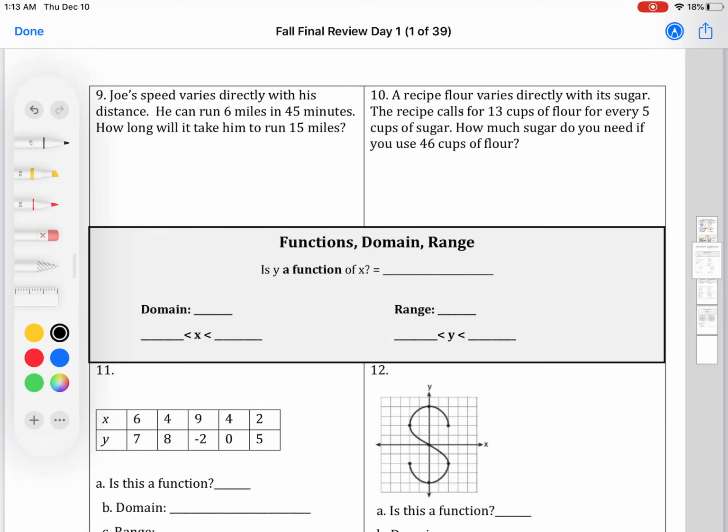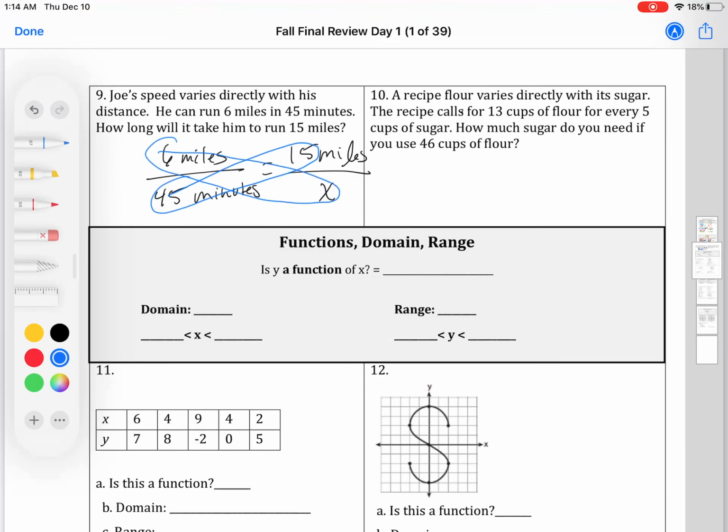Okay, let's move on to number 9. Number 9 says Joe's speed varies directly. There's that word. He can run 6 miles in 45 minutes. How long will it take him to run 15 miles? If I had miles on the top, I need to make sure my new miles is also on the top. How long will it take? How long is what we're looking for. So that's the letter X. So now I want you to try this on your own. Cross multiply. What is 45 times 15? 6 times X. Solve for X.